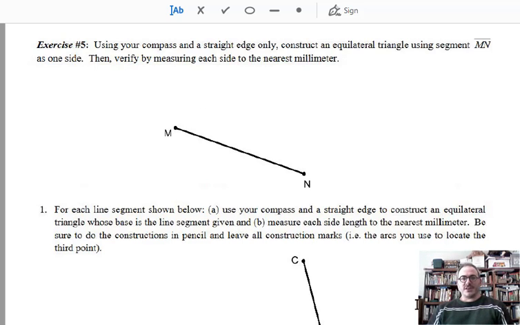Use your compass and a straight edge. All right, so I have a straight edge here, but I don't have a compass. I'm going to measure this out to be 2.57.